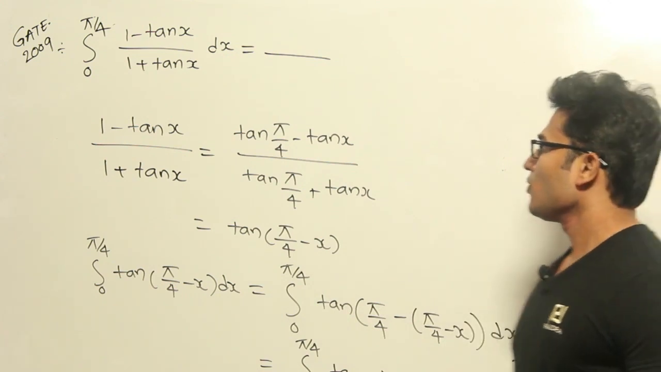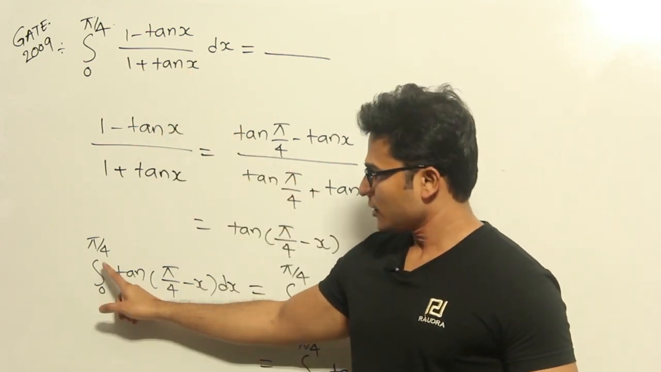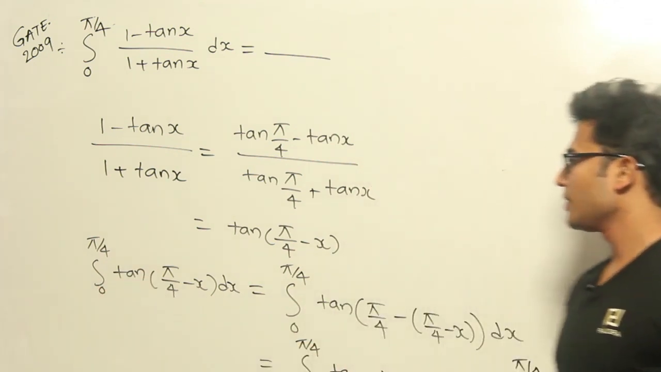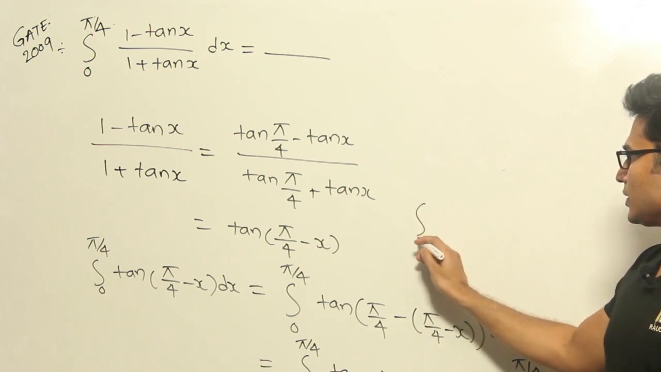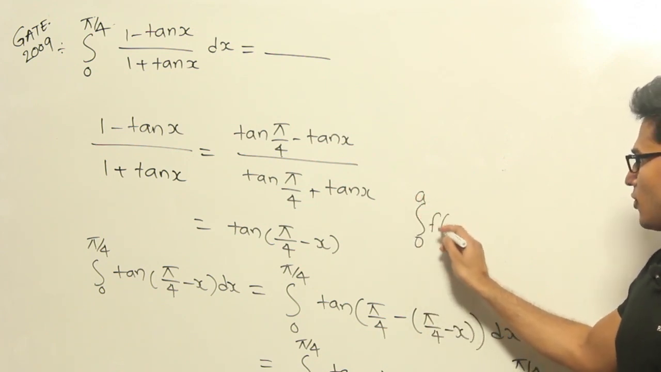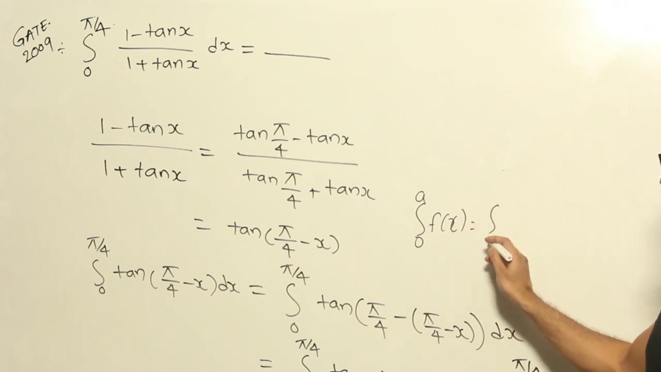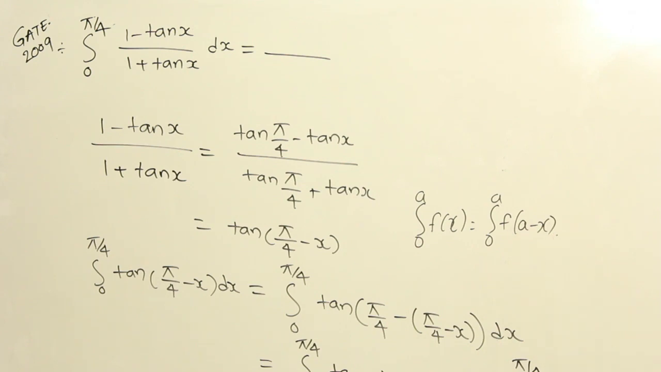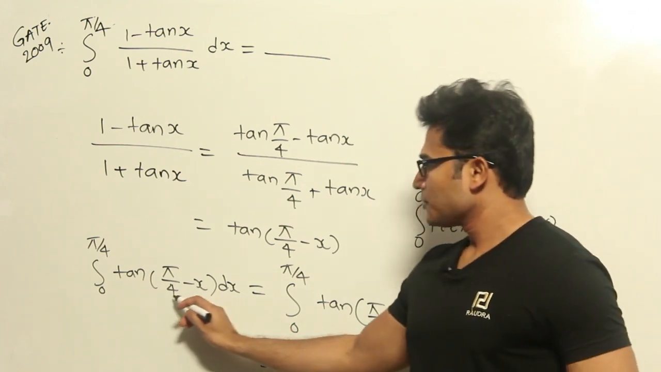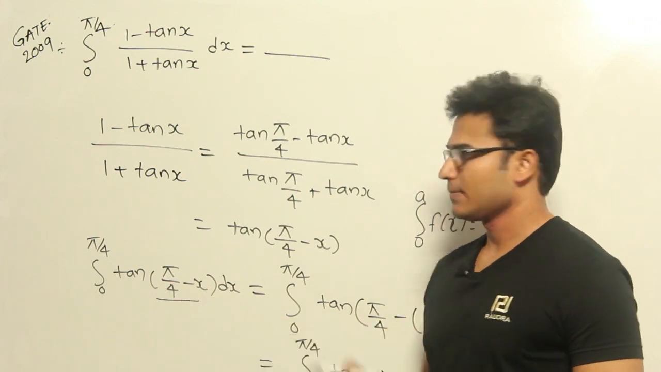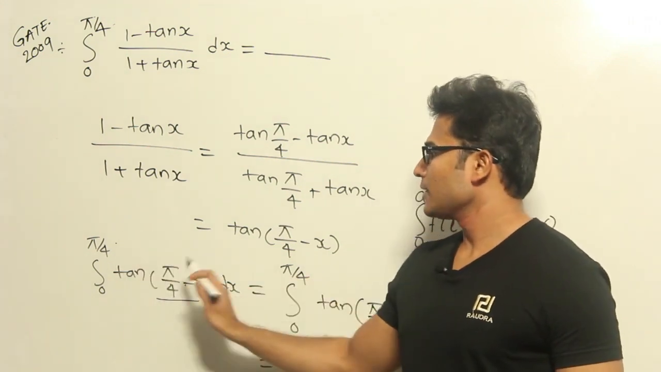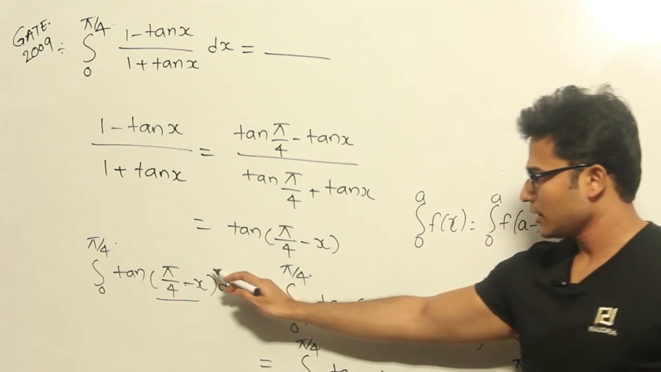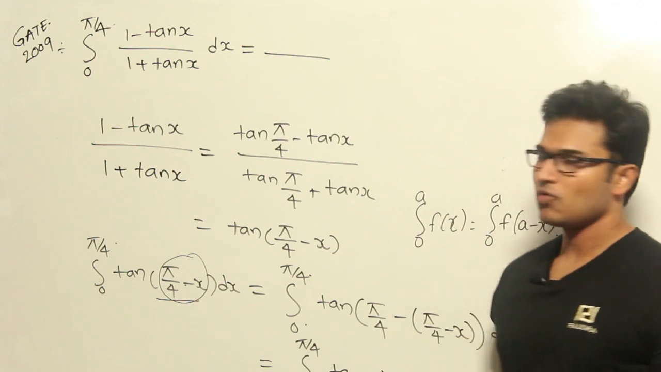Okay. Now this entire integral can be transformed to integral 0 to pi by 4 tan (pi by 4 minus x) dx. Now if you remember, we have a property that integral 0 to a f of x can be written as integral 0 to a f of (a minus x), right? Therefore here I can substitute, in place of this entire thing, pi by 4 minus x. So integral 0 to pi by 4, in place of this entire thing, I can write it as pi by 4 minus x.